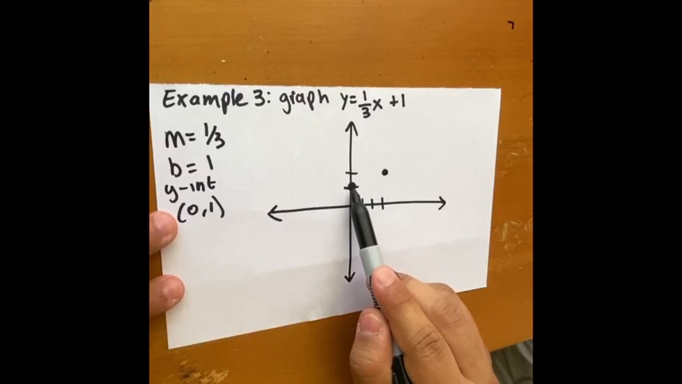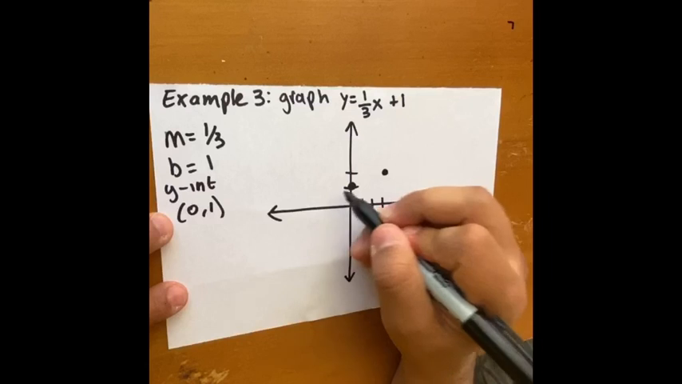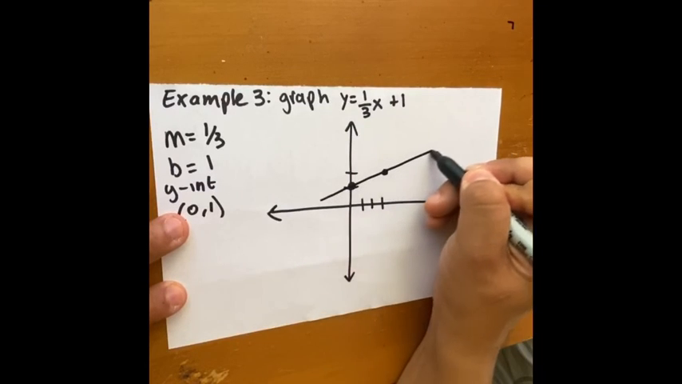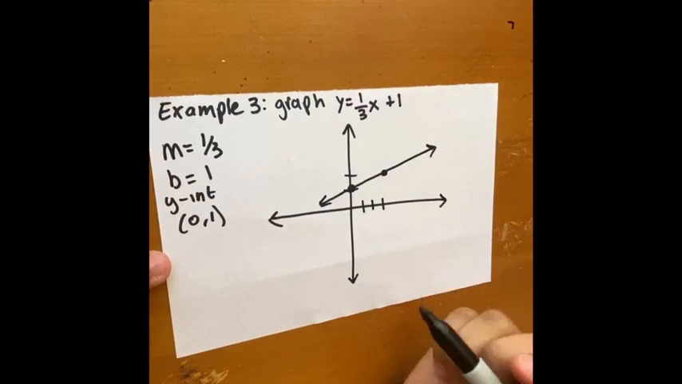Now that I have my y-intercept and the point created by the slope, I can go ahead and connect the 2 points and create my line. So my line should look something like this.